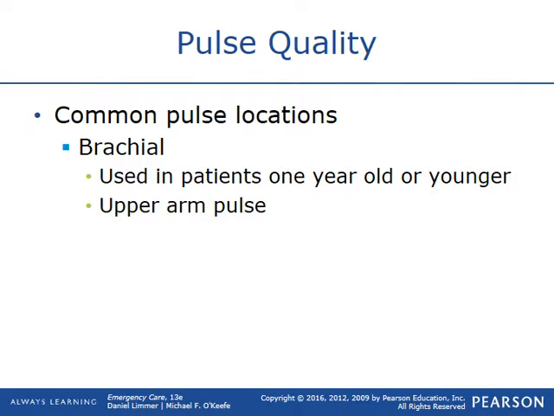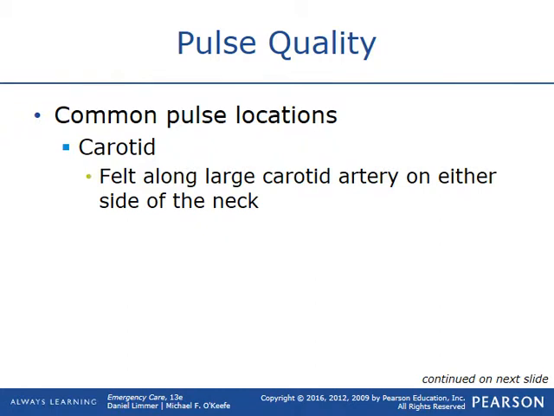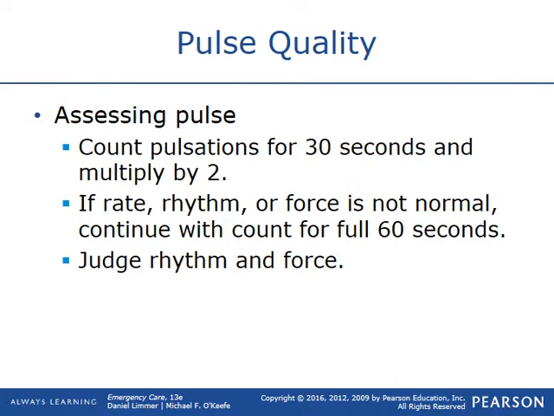You can use the brachial artery. This is used in patients 1 year of age or younger. This is your upper arm pulse. It's going to be just under the bicep, against the humerus. The carotid pulse is felt along the large carotid artery on either side of the neck. Like I said earlier, you can count your pulsations for 30 seconds and multiply by 2. If it's not consistent or you're not sure what's going on, you can continue to count for the full 60 seconds. Just judge the rhythm and the force.